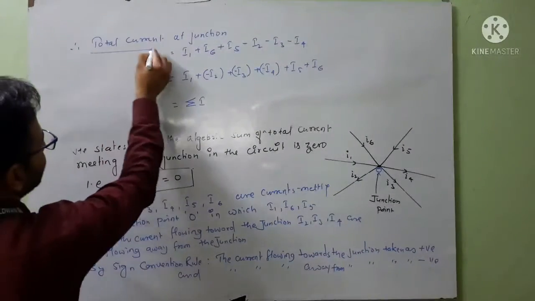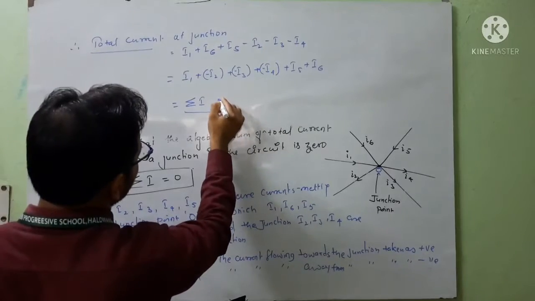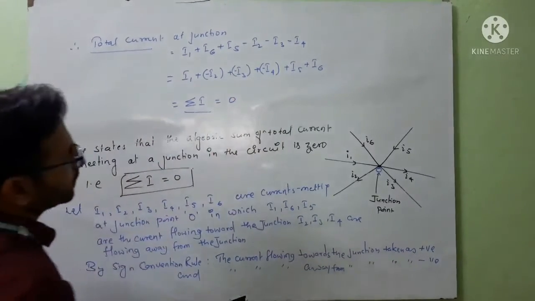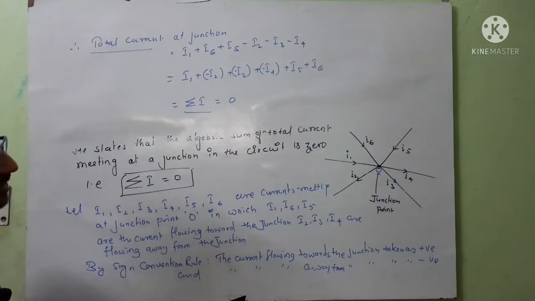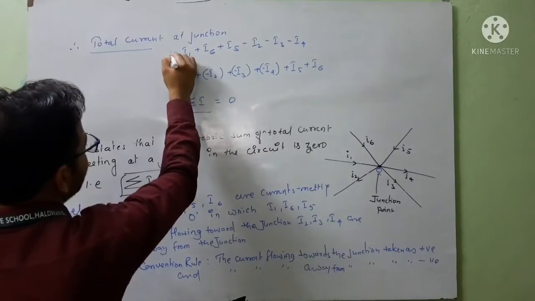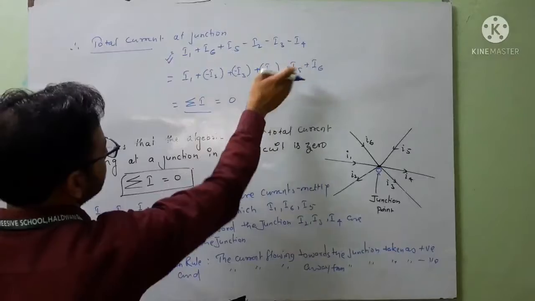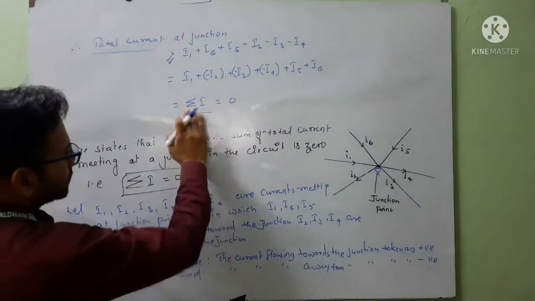So the total current, sigma I, is equal to this value, and this is equal to 0. We know that by the definition. Clear, student? So if this is equal to 0, I can rewrite this equation as I1 and so on, which is equal to sigma I.